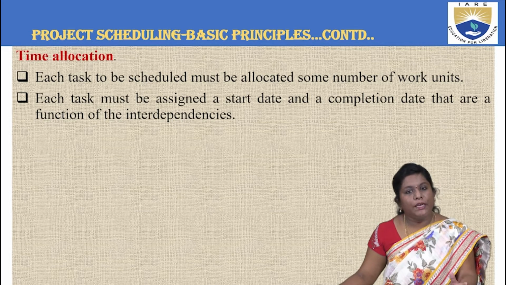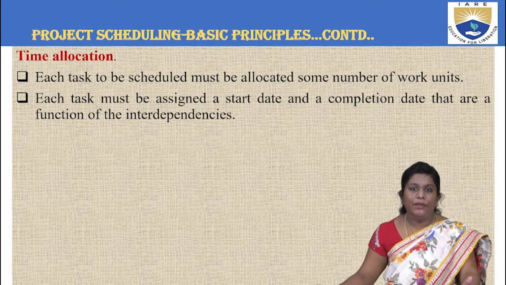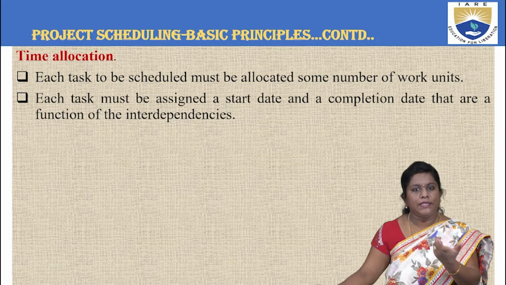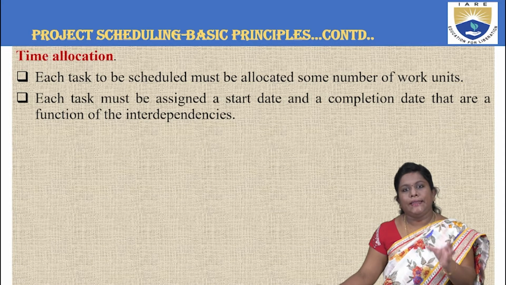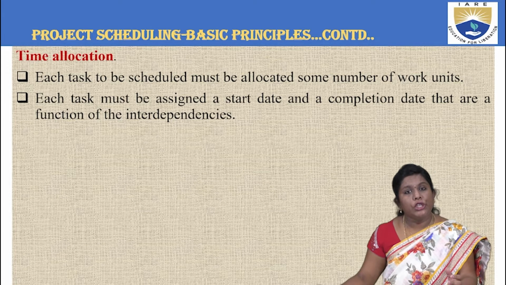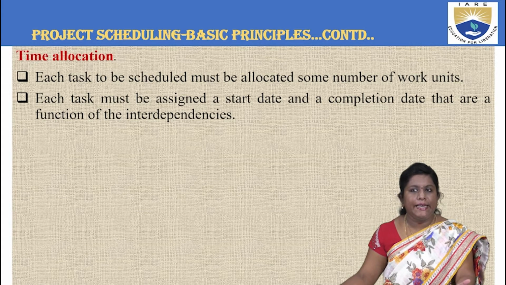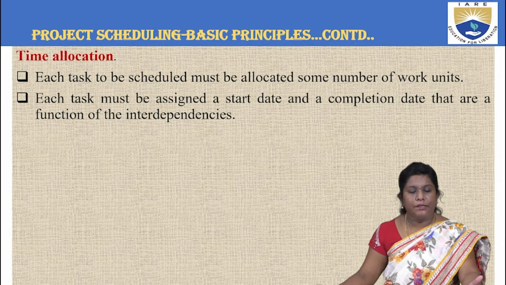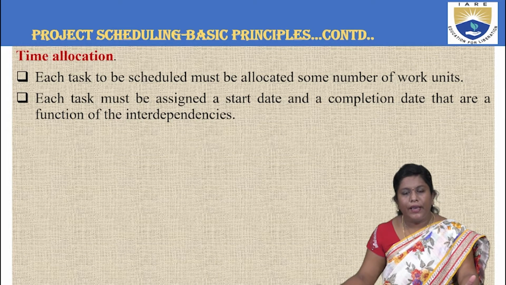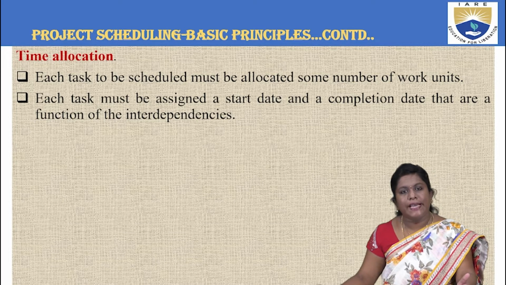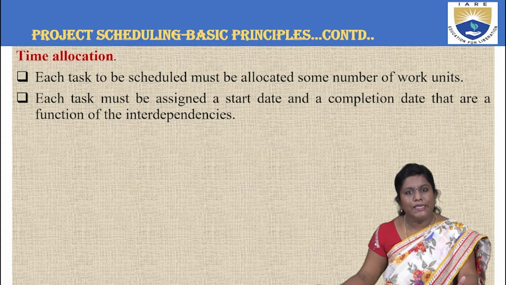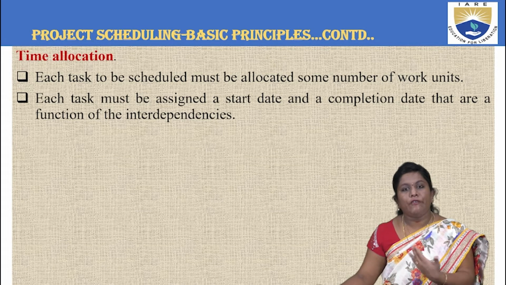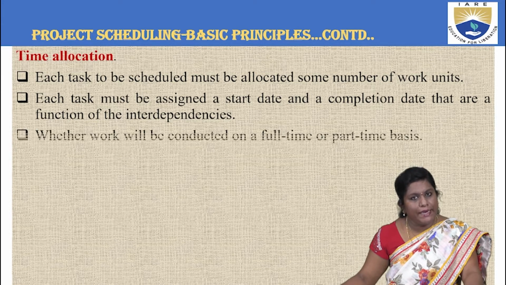So time allocation is trying to define each activity we have broken down within a time frame, so it must be executed within that amount of time. Each task also must be assigned a start date and a completion date, which act as a function of interdependencies. Meaning there are 5 tasks. The first task has been started today, and once the first is over, the second will take another 2 days to start. When one is done, it moves to 2, and so on up till the 5. That follows the principle of function of interdependencies.